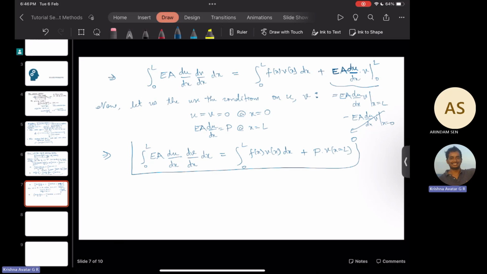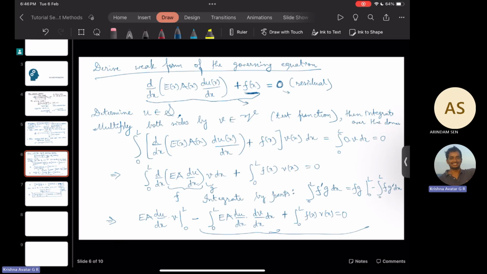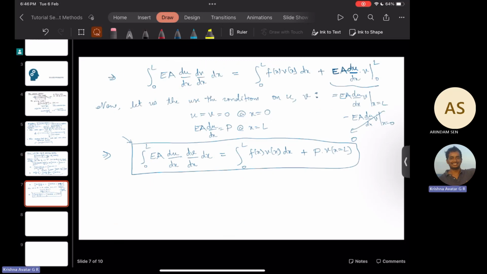So this is what we have as the weak form finally. I mean, essentially, we had already obtained our weak form here itself, but this will be the eventual weak form, which we'll be using for our purpose. So in an operational sense, this is the weak form.